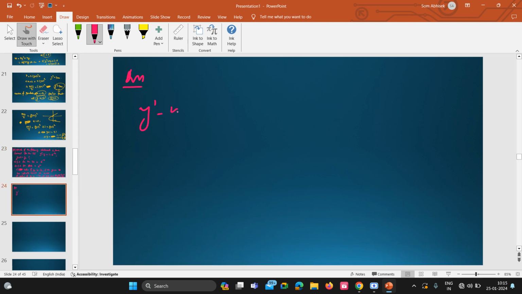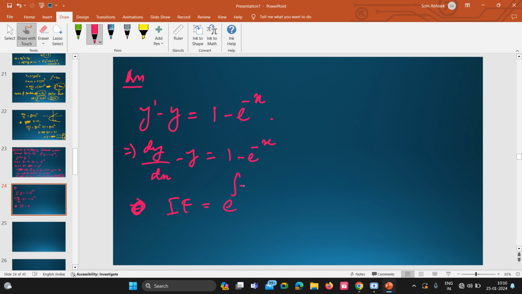y dash minus y is equal to 1 minus e to the minus x. That means dy by dx minus y is equal to 1 minus e to the minus x. Here p is minus 1, right? So the integrating factor is e to the power integral of minus dx, that is e to the minus x. So the solution is y into IF is equal to integration of q into IF plus c.